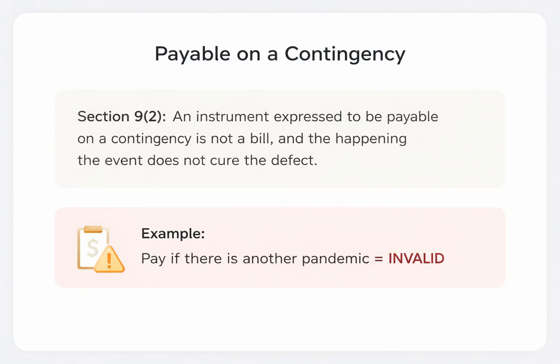What if you tie the payment to a future event that might or might not happen? Section 9.2 says that making a bill payable on a contingency makes it invalid. Even if that unlikely event actually happens later, the bill remains invalid because the order wasn't unconditional from the start.